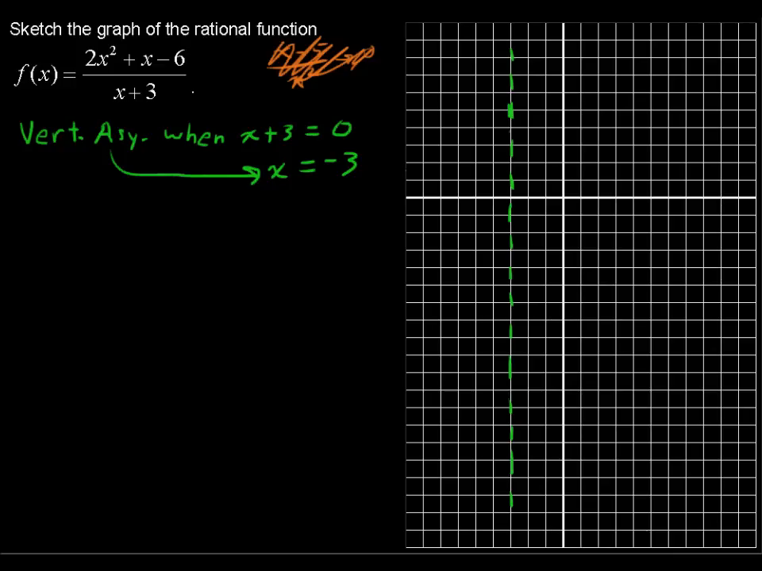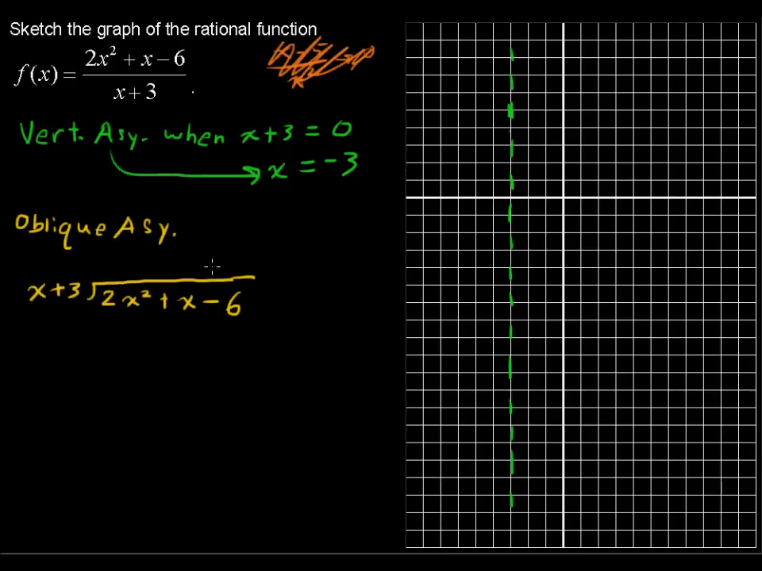To find an oblique asymptote, you will divide. You're just going to divide x plus 3 into the numerator, 2x squared plus x minus 6. It doesn't matter what the remainder is, but our quotient is going to be the oblique asymptote. So the oblique asymptote is y equals the quotient. All right, let's start dividing. x plus 3 goes in. What do you have to multiply by x to get 2x squared? It is 2x.